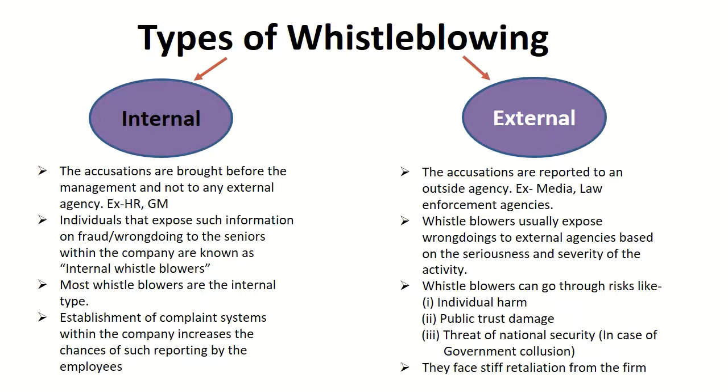External whistleblowing. The accusations are reported to an outside agency, for example media or law enforcement agencies. Whistleblowers usually expose wrongdoings to external agencies based on the seriousness and severity of the activity. Whistleblowers can go through risks like individual harm, public trust damage, and threat to national security. They face stiff retaliation from the firm because they are going to complain about their workplace to the media or to the law. They may even lose jobs.